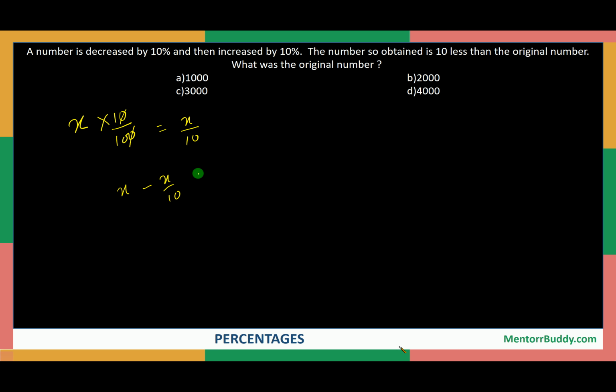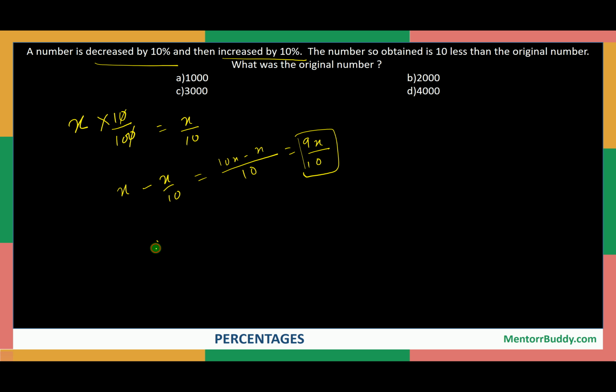So the new value we get, with 10 as LCM, is 10x minus x, that is 9x by 10. This is the new number after decrease. And then it is saying that it is increased by 10%. Now this new number is increased by 10%.